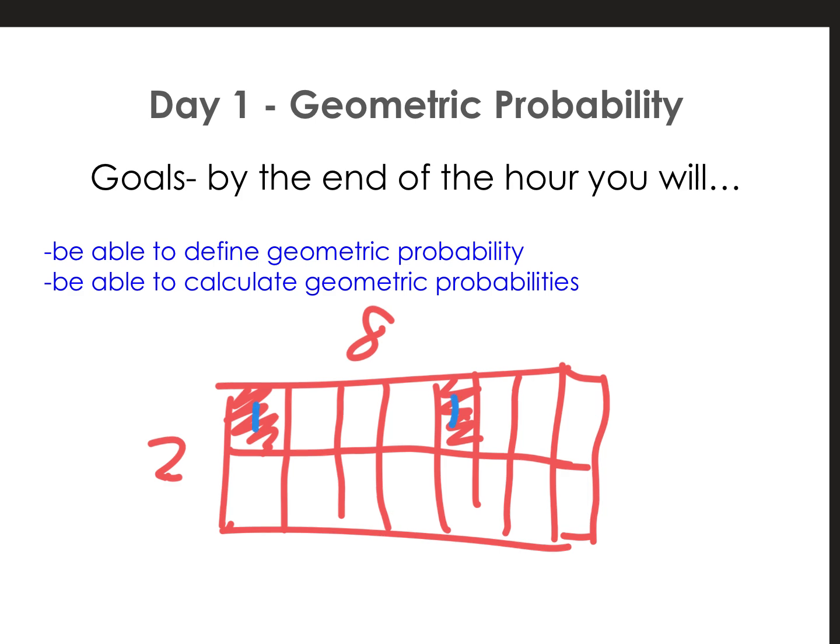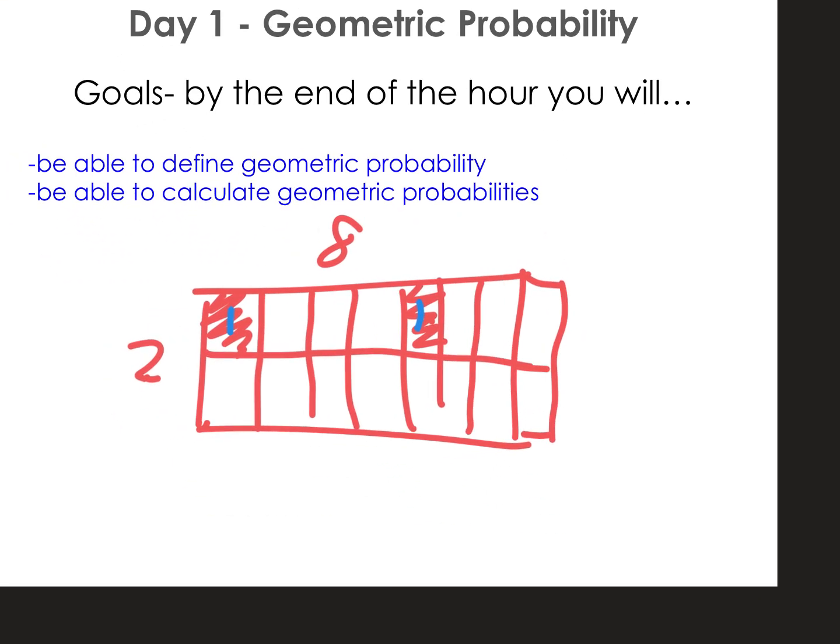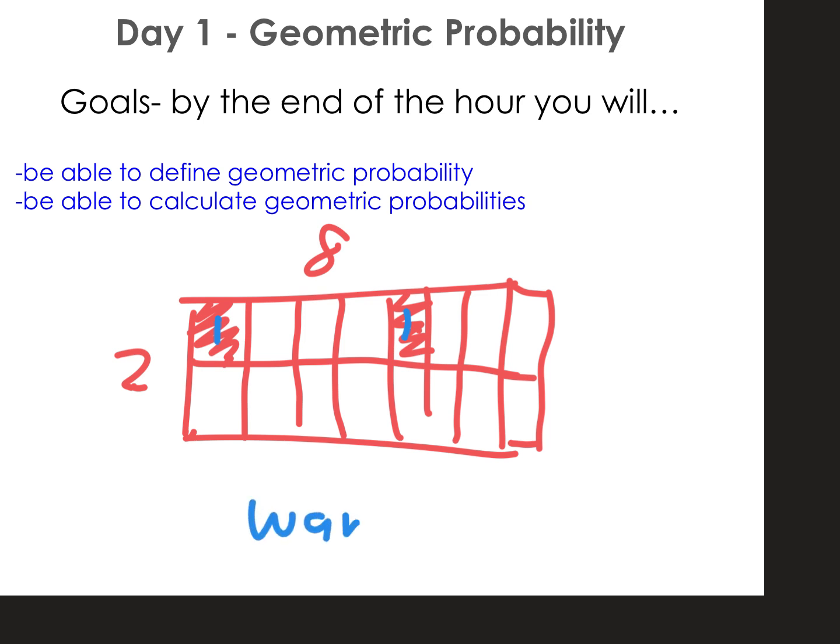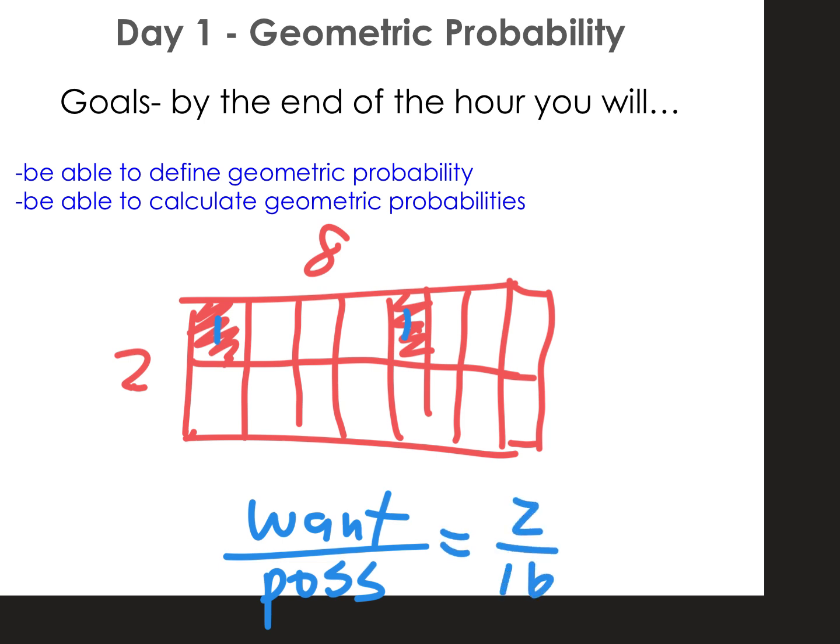So what is area in general? It's what you want over all the things that were possible. That's what I told you from the beginning about probability. It always comes down to the things you want over the possible things. And how many are there of the things that I want? There's 2. Out of how many total? 16. So that's 1 in 8.